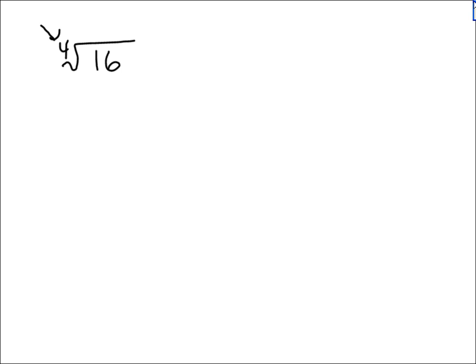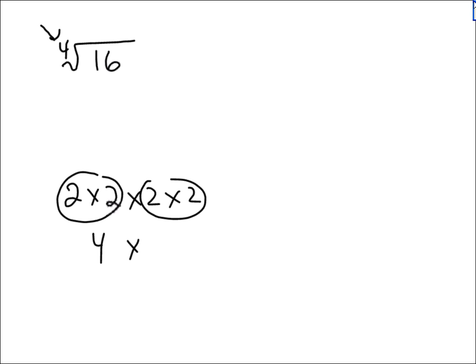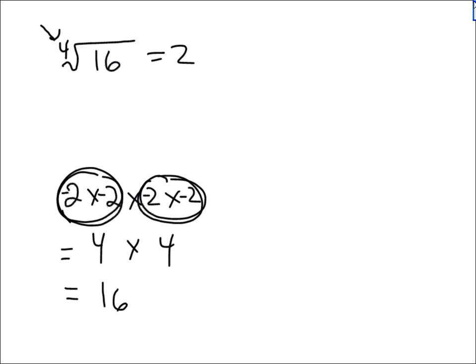Well, I know 1 times 1 times 1 times 1 is 1, so let's try 2. 2 times 2 is 4, times 2 times 2 is 4. Oh my, 16. Done. The answer is 2. Of course, negative 2 times negative 2 times negative 2 times negative 2. Well, negative 2 times negative 2 is positive 4, and negative 2 times negative 2 is positive 4, and 4 times 4 is 16.